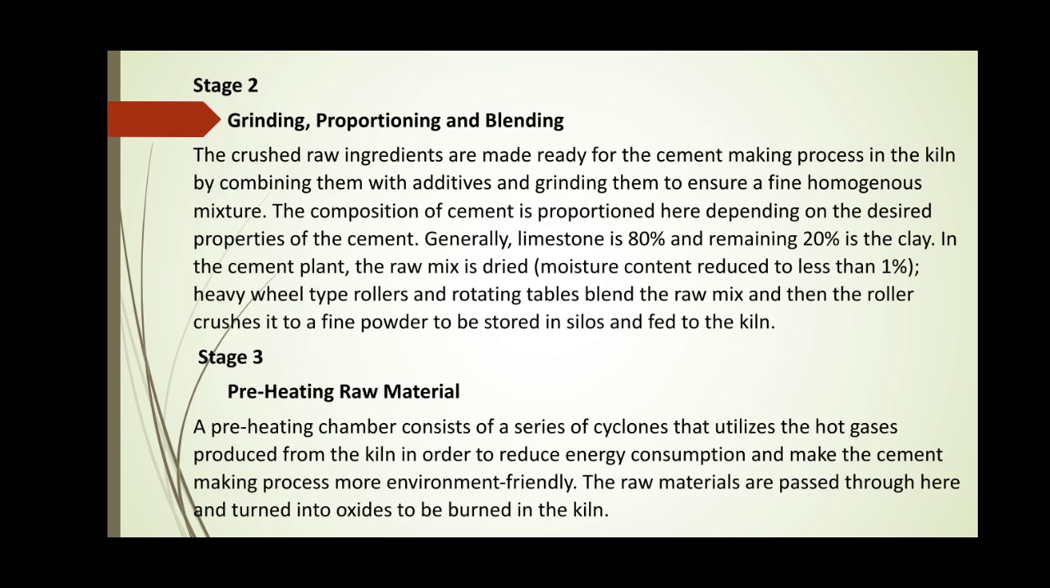Stage 3 is regarding preheating of raw materials. A preheating chamber consists of a series of cyclones that utilizes the hot gases produced from the kiln in order to reduce energy consumption and make the cement making process more environment friendly. The raw materials passed through here are turned into oxides to be burned in the kiln.